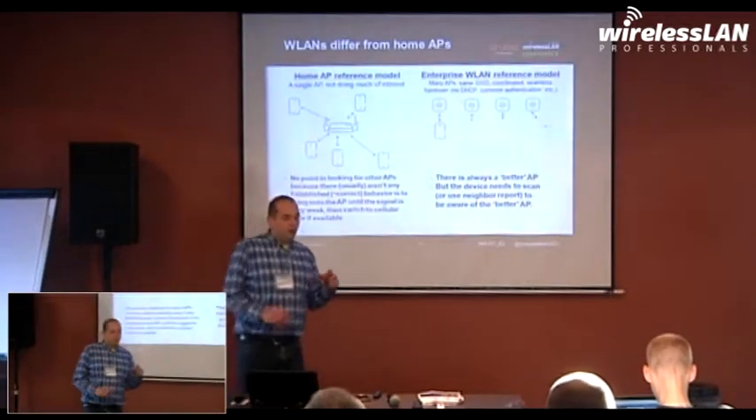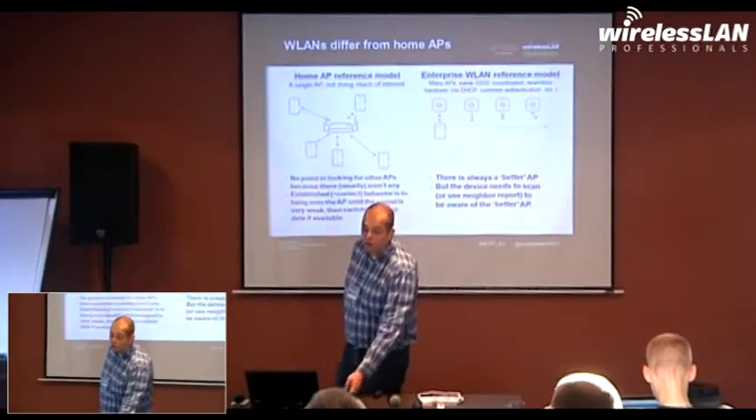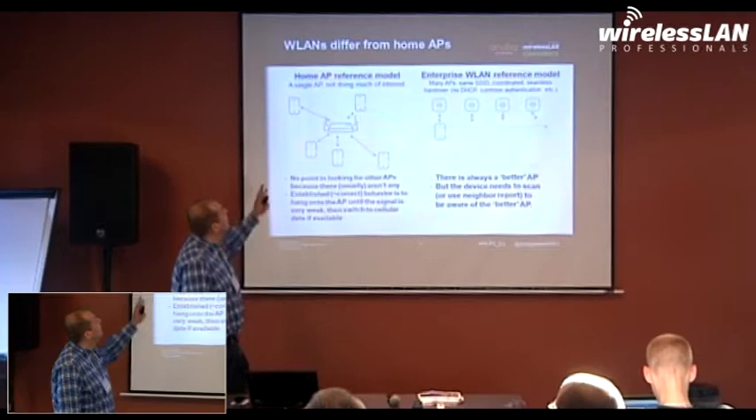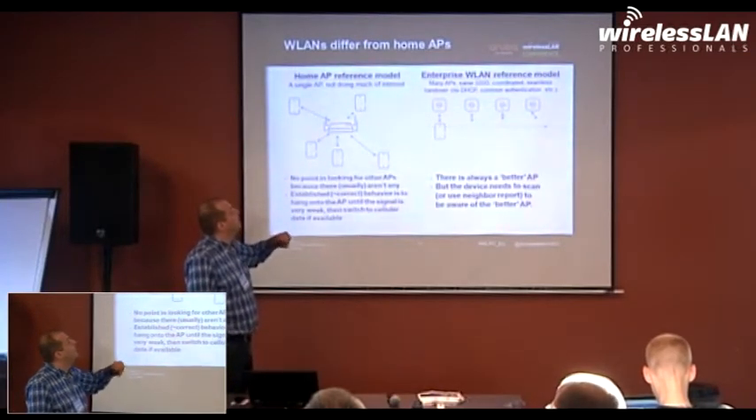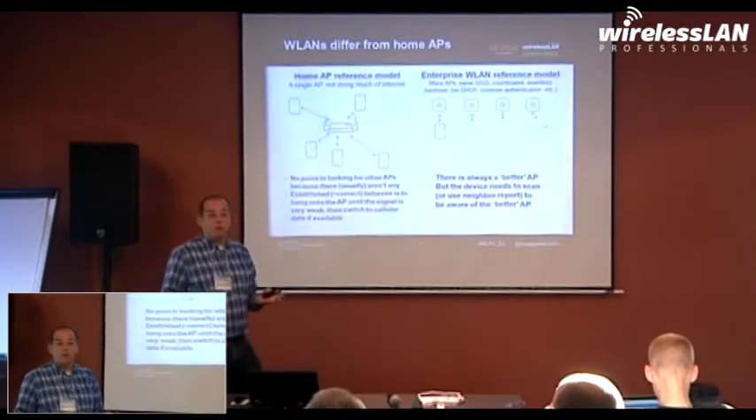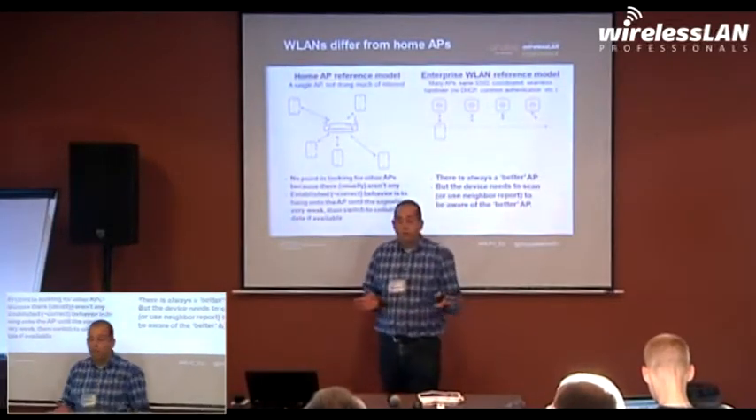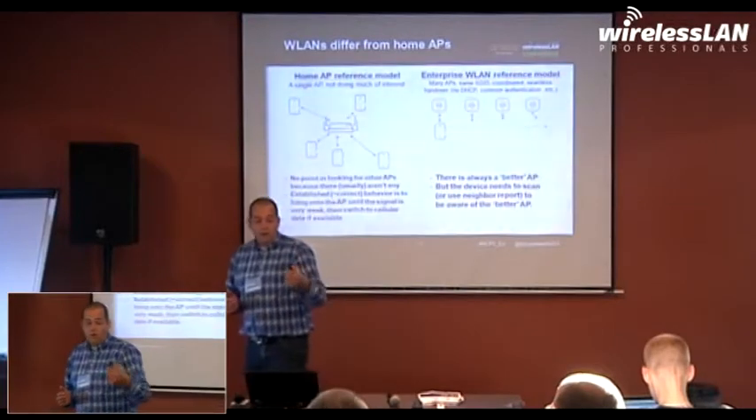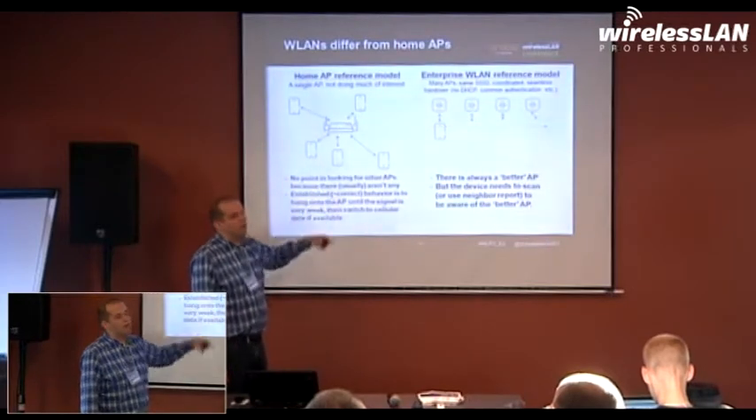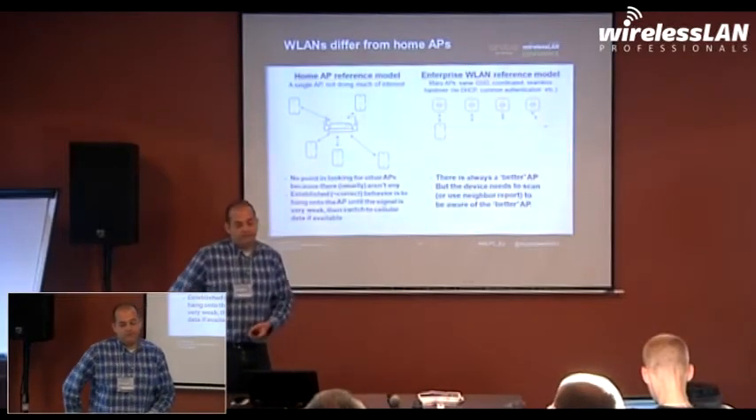If we look at the difference, most of those mobile devices are developed for home networks. And home networks differ from enterprise networks. In a home network, we typically have just one AP, and it doesn't matter where the client is, it has to connect to that AP. There's no reason to look around for other APs. There are no other APs. And in this kind of deployment, it makes sense to have big antennas on it, to have a maximum range, so you have at least a certain amount of throughput.